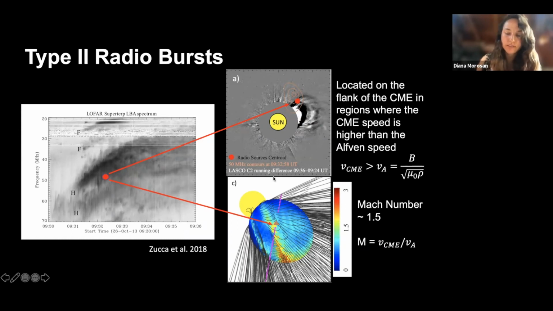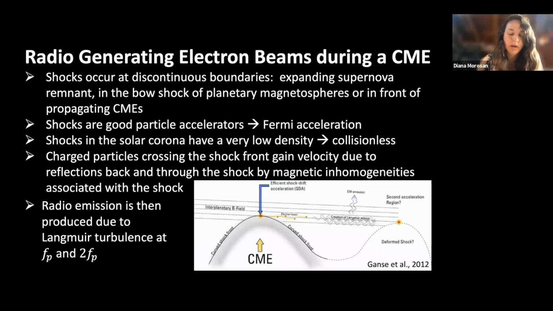In this case, there was some modeling done in this study, and this is the Mach number. The Mach number is the ratio of the CME speed to the Alfvén speed. And it was found that the CME centroids are in a region where the Mach number is approximately 1.5. So the CME is capable of driving a shock there, but driving a shock is also not enough. It needs to meet certain conditions for the efficient acceleration of electrons. Let's have a look at what happens in more detail.